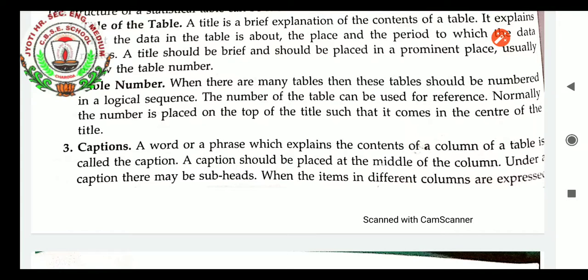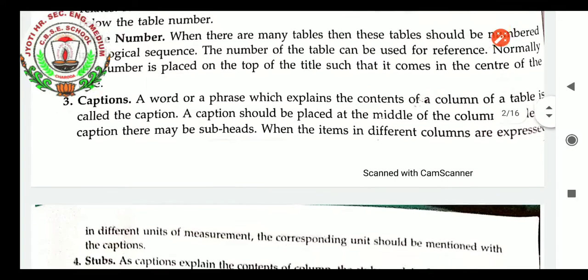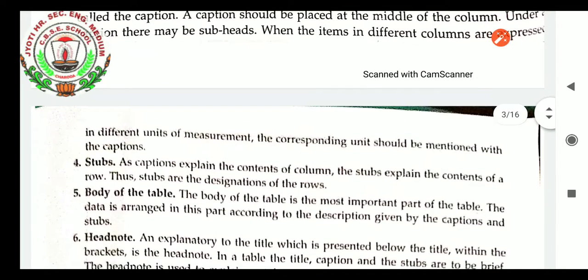Captions. A word or phrase which explains the contents of a column of a table is called the caption. A caption should be placed at the middle of the column. Under a caption there must be subheads. When the items in different columns are in different units of measurement, the corresponding unit should be mentioned with the caption. Stubs. When we talk about stubs, student, just as the caption explains the contents of the column, in the same way the stub explains the contents of a row. The stubs are the designations of the rows.